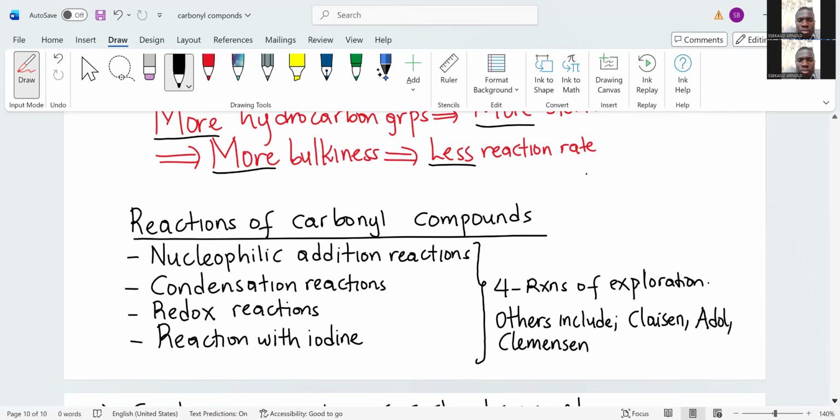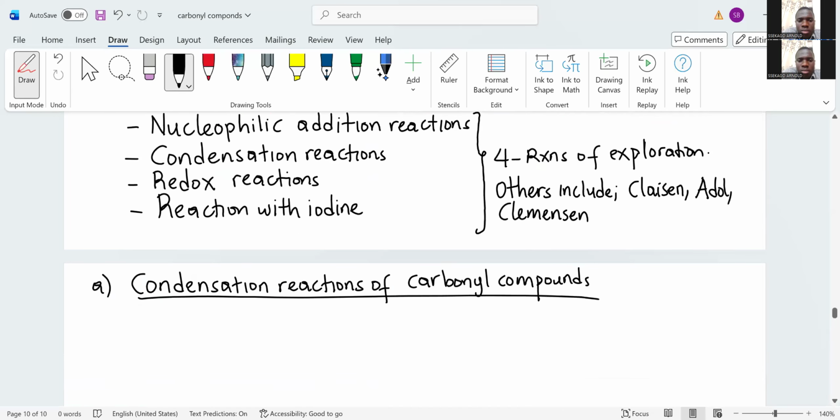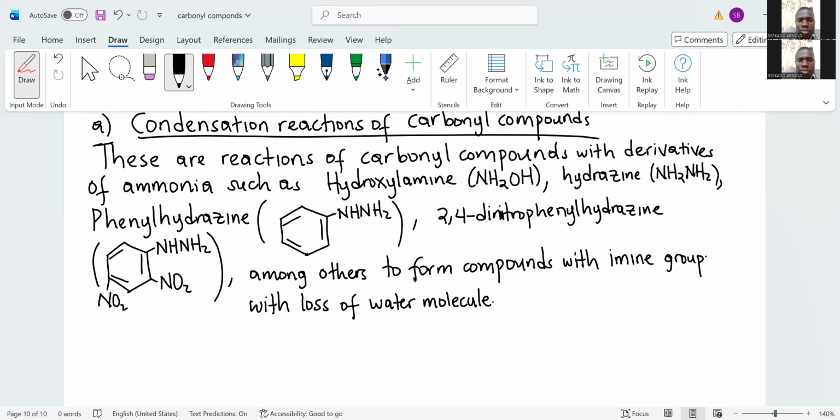So we want to start with condensation reactions. Condensation reactions are reactions of carbonyl compounds with derivatives of ammonia, compounds which are derived from ammonia. Ammonia is NH3, so ammonia itself is a derivative of ammonia. By the way, ammonia reacts with carbonyl compounds, and the mechanism can as well be outlined.